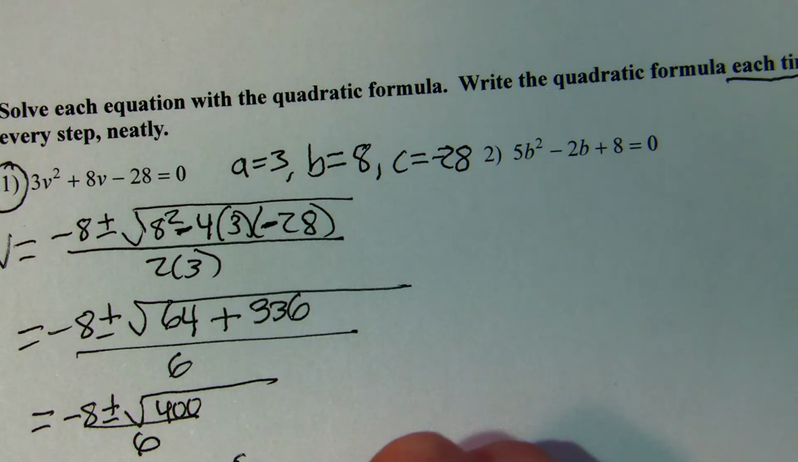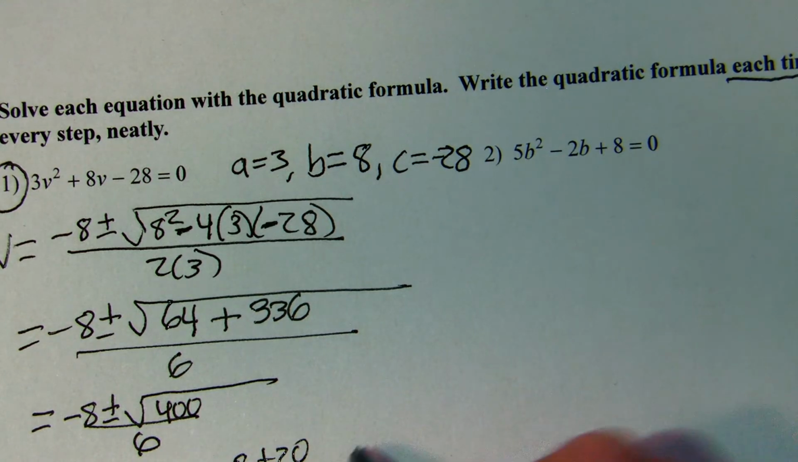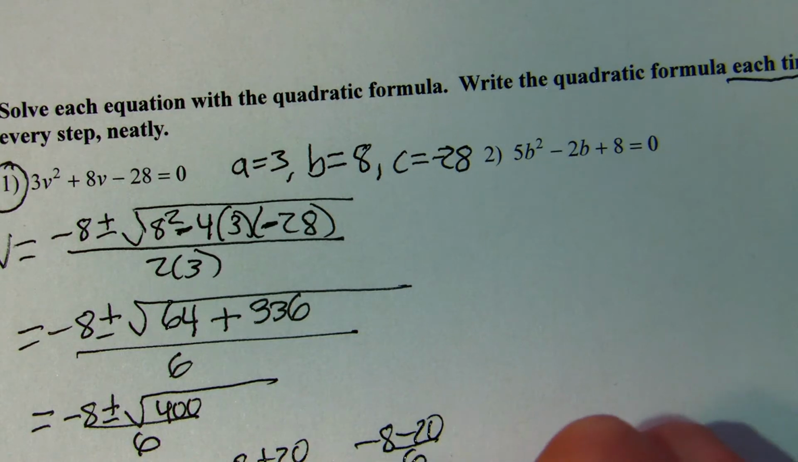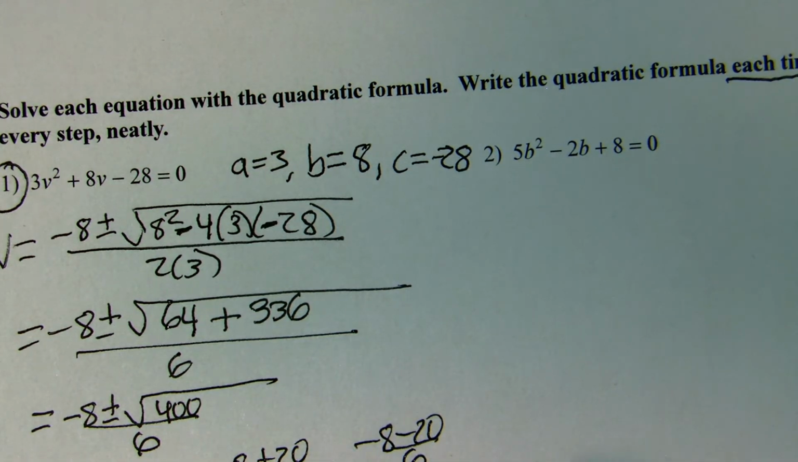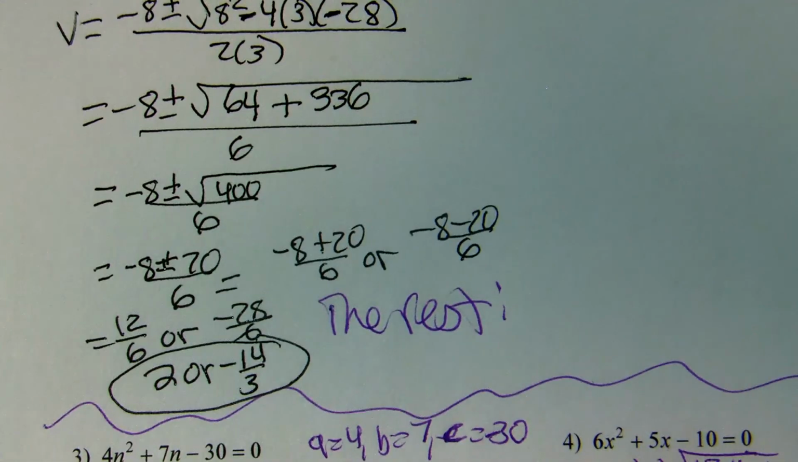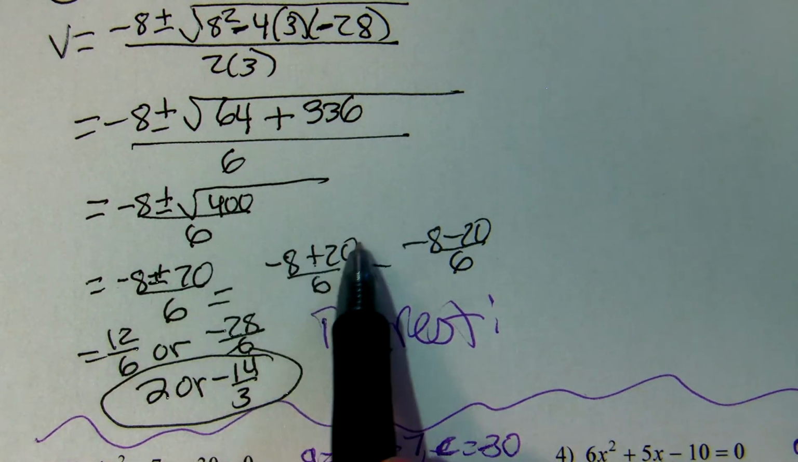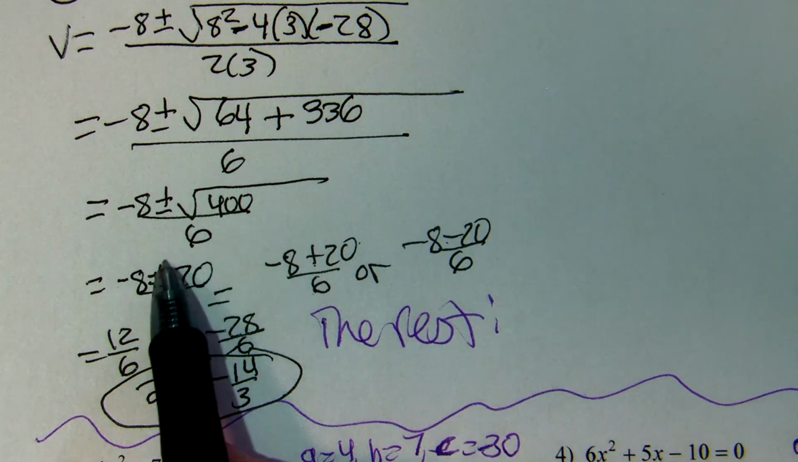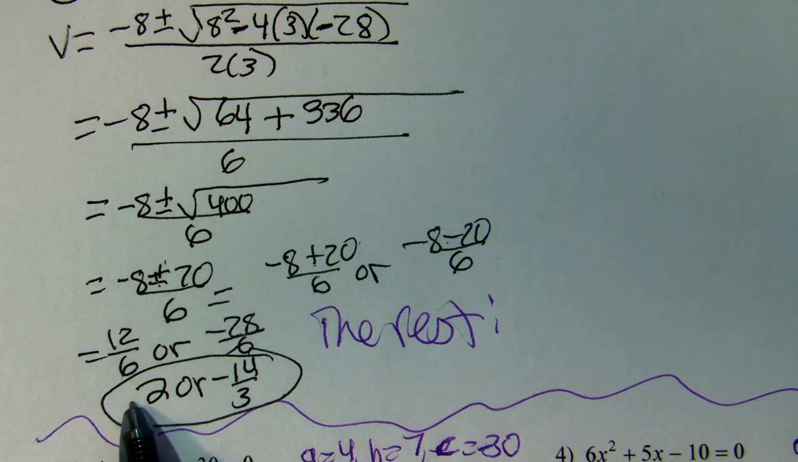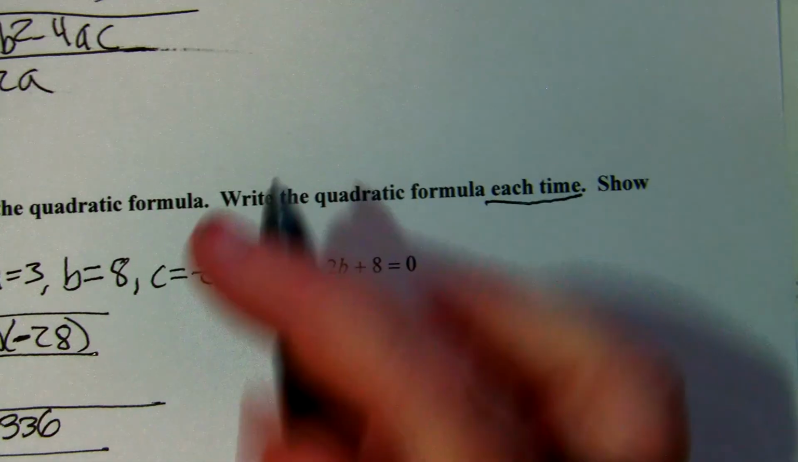So negative 8 plus 20 over 6, or negative 8 minus 20 over 6, because it says plus or minus. If you do negative 8 plus 20, you get 12 over 6, or negative 28 over 6. Oops, you can't see it. There it is. And then we simplify them and we get 2, or negative 14 over 3. The rest you're going to do for homework, except for we're going to do number 2 as well.